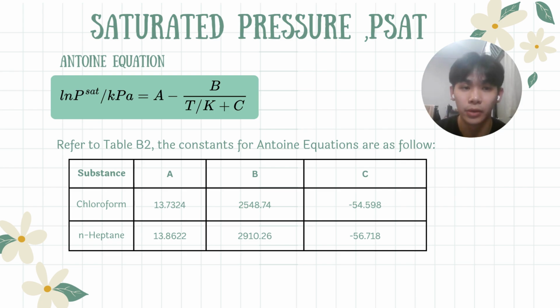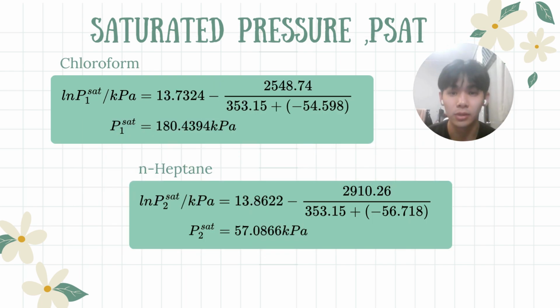To calculate the saturated pressure P sat, we use the Antoine equation, which is ln P sat in kilopascal equal to A minus B divided by T, temperature in Kelvin, plus C. So referring to table B2, the constants for the equations are as follows. By plugging the constants into the equation, we get the saturated pressure for chloroform, P1 sat, equal to 180.4394 kilopascal, while for n-Heptane, the saturated pressure P2 sat is equal to 57.0866 kilopascal.